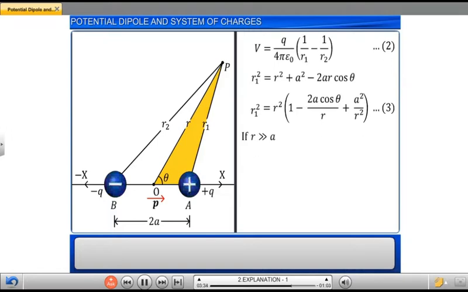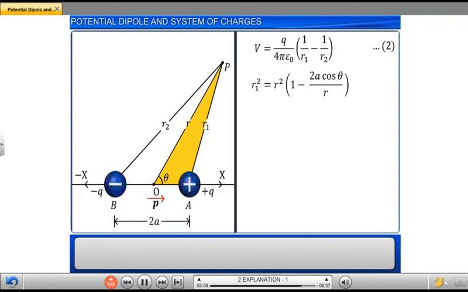If r is much greater than a, then the ratio a to r is much less than 1, and hence the term a square by r square in equation 3 can be neglected as it becomes very negligible. Then we get r1 square is equal to r square into 1 minus 2a cos theta by r. This implies r1 is equal to r into 1 minus 2a cos theta by r power half.